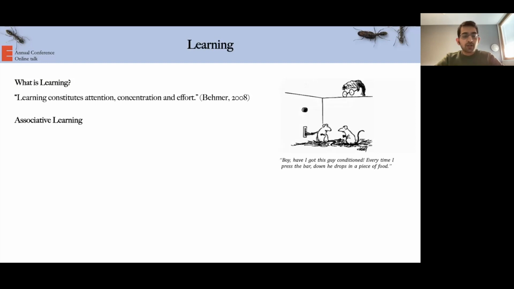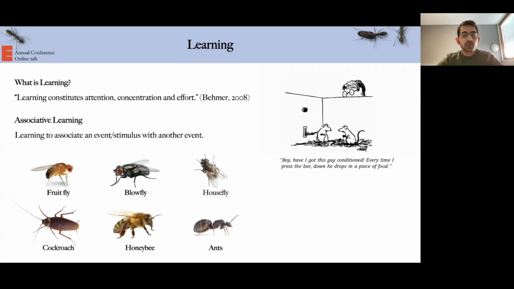Out of the different forms of learning, associative learning has been one of the most extensively studied. Associative learning occurs when an organism learns to associate an event or a stimulus with another event, which can be a reward or a punishment. Associative learning has been observed in many insects, including those shown here. What we'll be focusing on today is associative learning in ants.